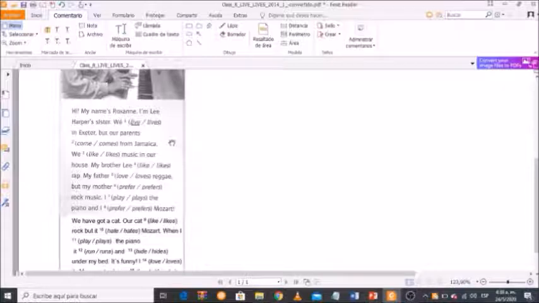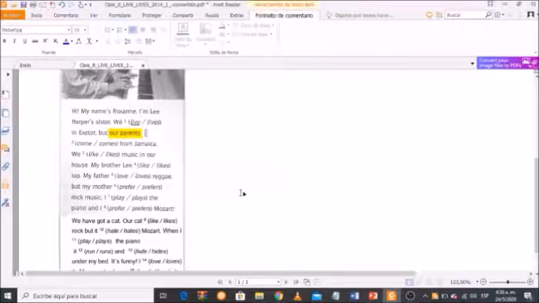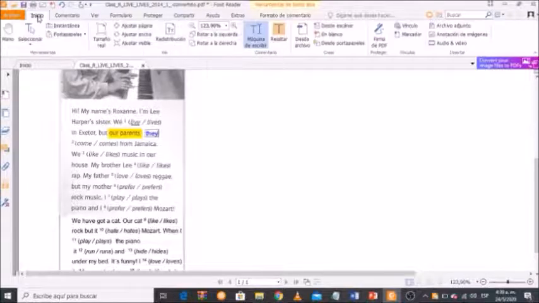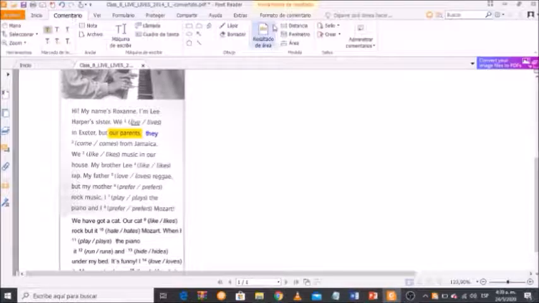So, what is the subject of this sentence? ¿Cuál es el sujeto de nuestra oración? Okay, it's our parents. So, what do we have to use? Come or comes? Entonces, ¿qué usamos si el sujeto es our parents? Fíjense que podríamos reemplazar este sujeto por el pronombre they. Y con el pronombre they no teníamos que agregar la S. So, the right option is come. So, our parents come from Jamaica.